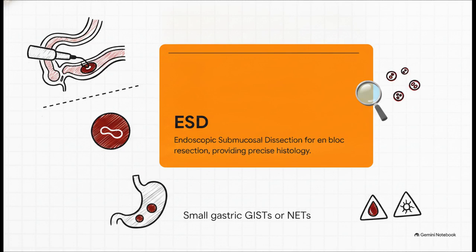First is ESD, endoscopic submucosal dissection. By dissecting the submucosal layer right under the lesion, ESD lets us do an en-bloc, or one-piece resection. That is huge for a complete cure and gives your pathologist perfect margins. It's awesome for small gastric GISTs or NETs that don't go deep into the muscularis propria. But it does demand a ton of technical skill because the bleeding and perforation risks are definitely real.